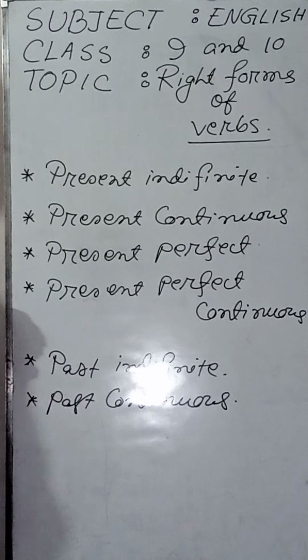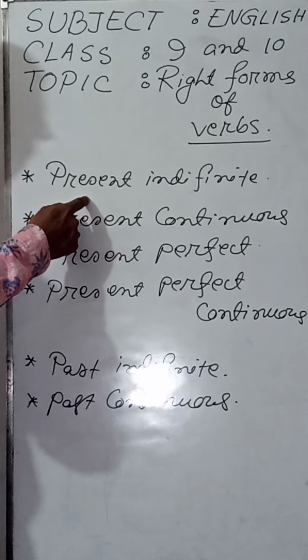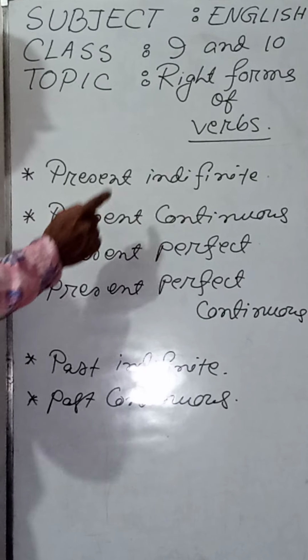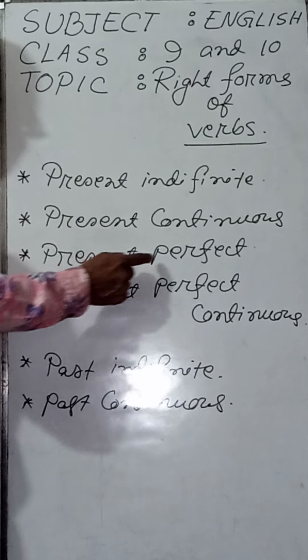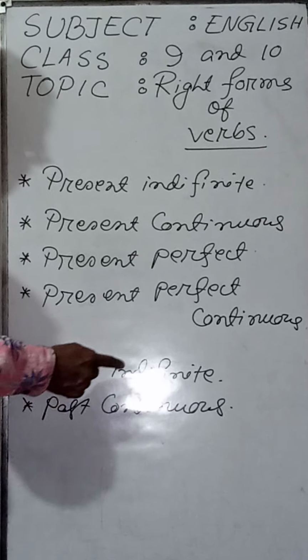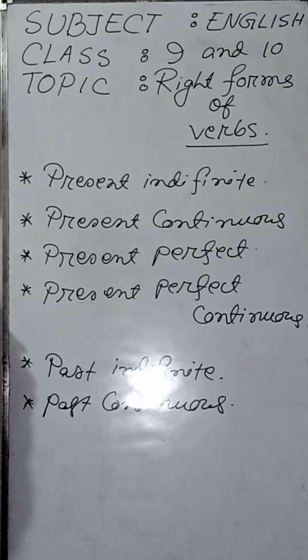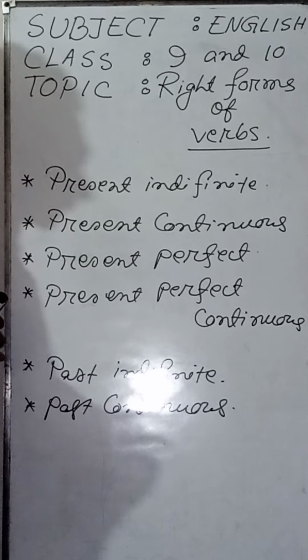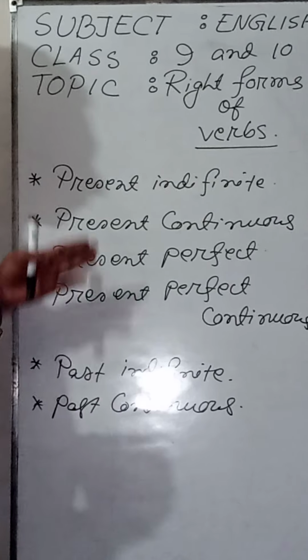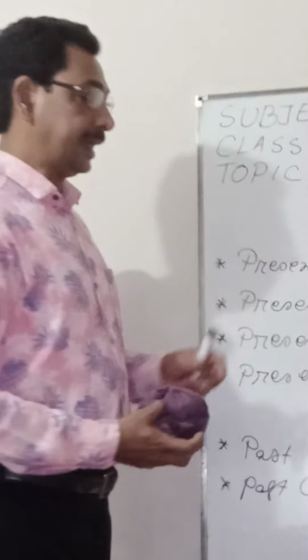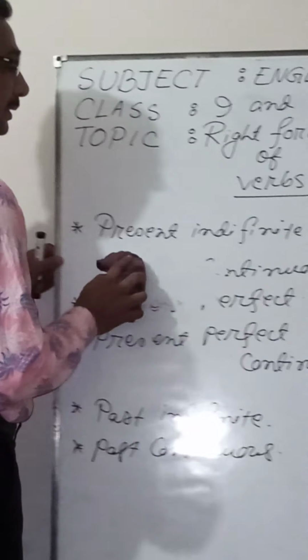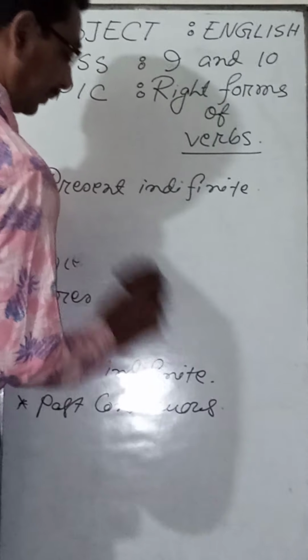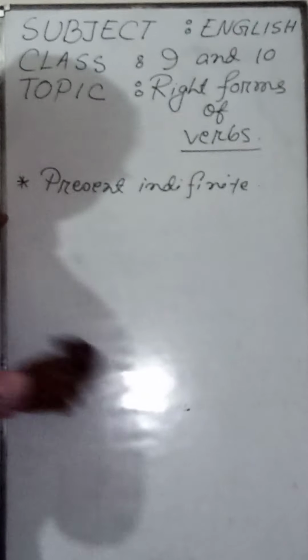You must know the structure of present indefinite, present continuous, present perfect continuous, past indefinite, past continuous, past perfect continuous, future indefinite, future continuous. All the tenses. We have to know the structure of these tenses. Now I am going to discuss present indefinite. What is the structure of present indefinite?